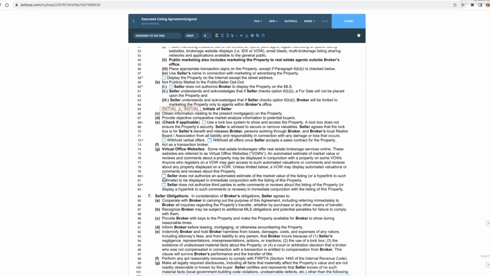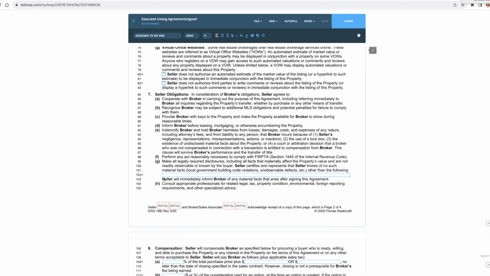in MLS. It's super important to go through all of section 7 with your seller, just verbally. Help them understand what they are agreeing to as a seller. Providing keys to the property, informing us if there's a new mortgage or a lease that they've incurred. They're definitely holding us harmless for anything that could happen on the property. And just go through this and read this to them.